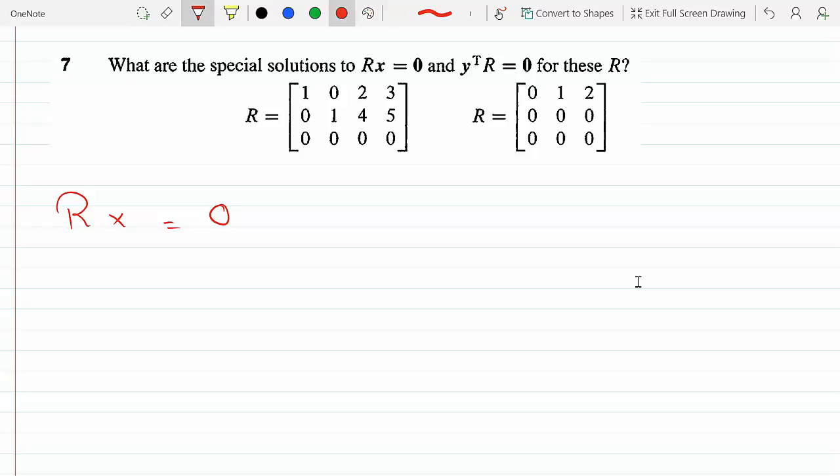since this is a 3 by 4, column x has to be 4 by 1. There have to be 4 unknowns, so that means x has to be x1, x2, x3, x4, because the number of columns on the first matrix has to equal the number of rows on the matrix that multiplies it to the right.